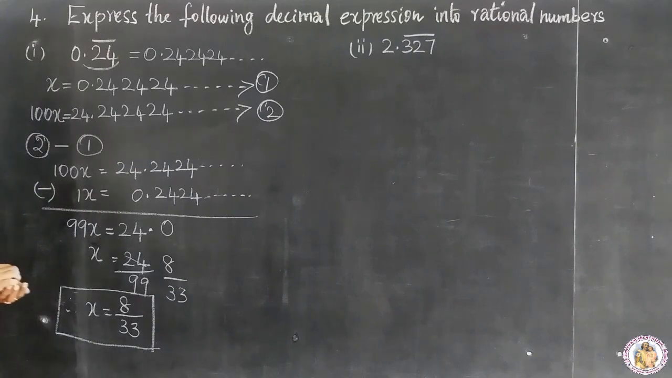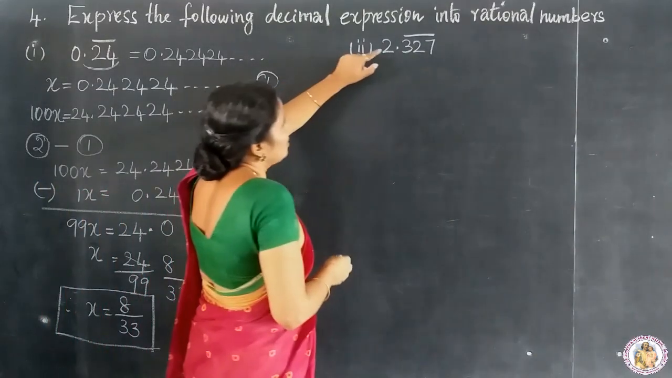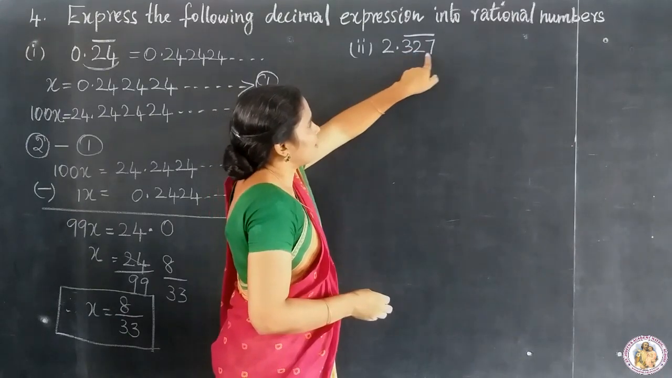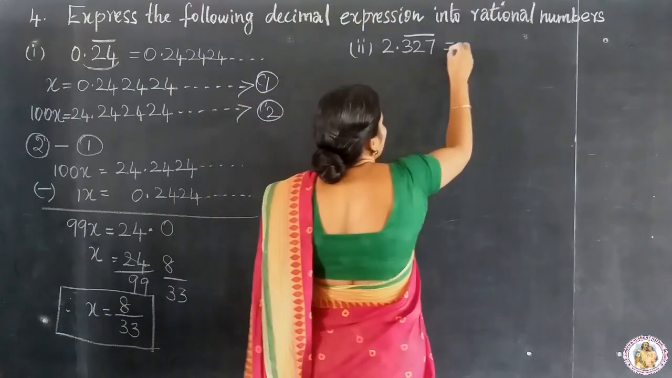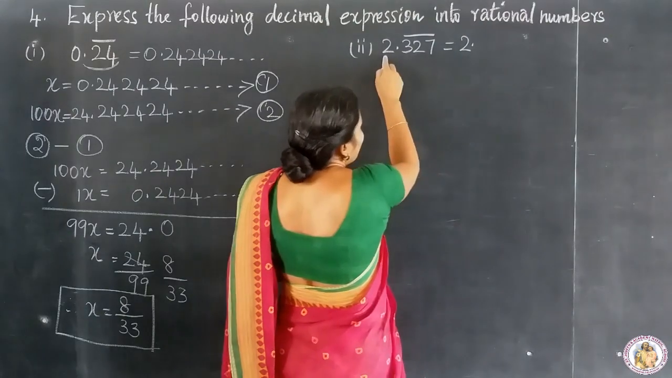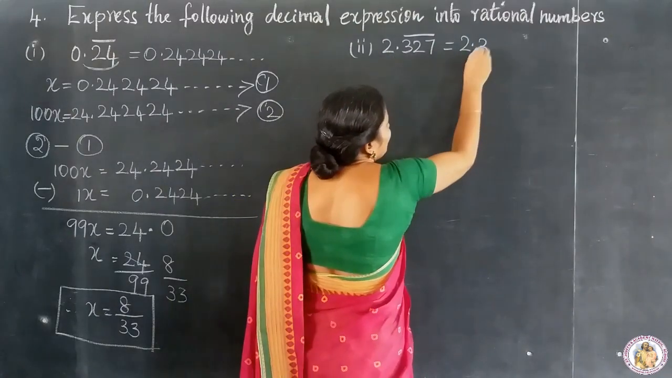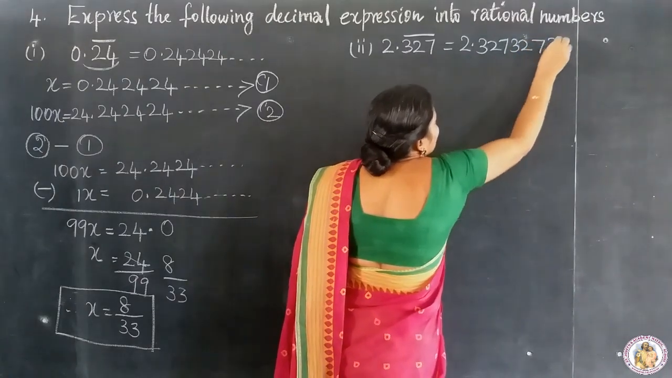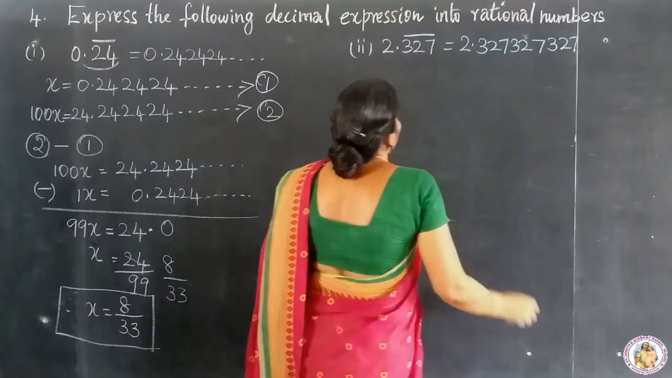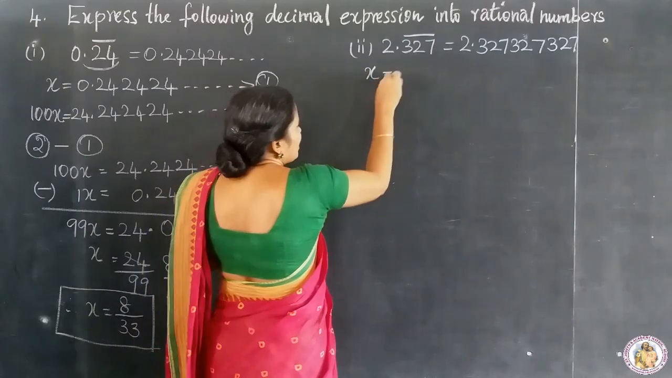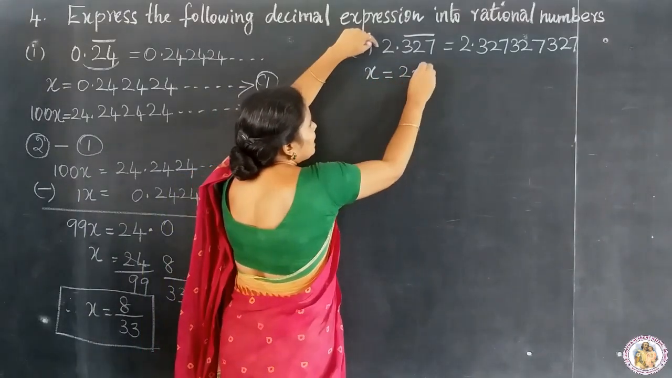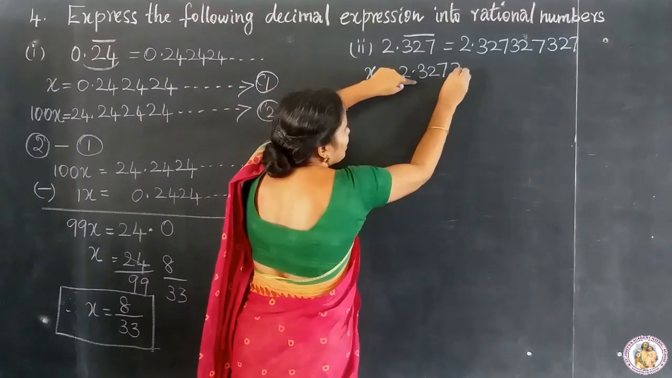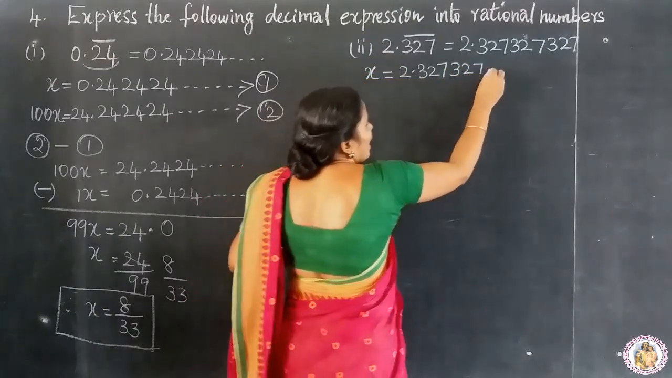Okay. Question number 2: 2.327, where 327 is repeated. Reread the question: 2.327 and again 327. Now considering x is equal to 2.327 with 327 repeating.